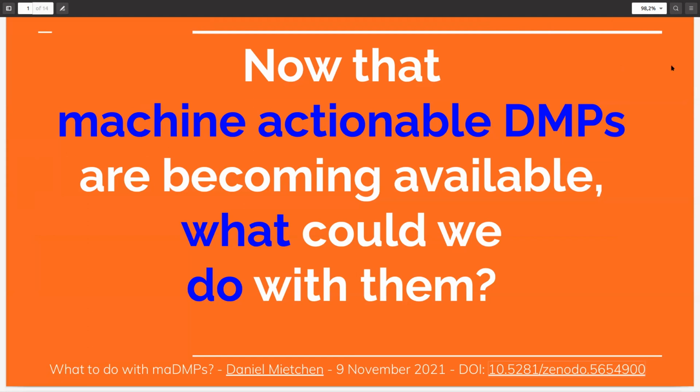Yeah, so basically this presentation is building on the papers that Thomas just presented, and on the work that went on in this working group and in related efforts, and is now asking, okay, now that machine actionable data management plans are becoming available in the real world, what can we do with them? I shortened this to what to do with maDMPs.